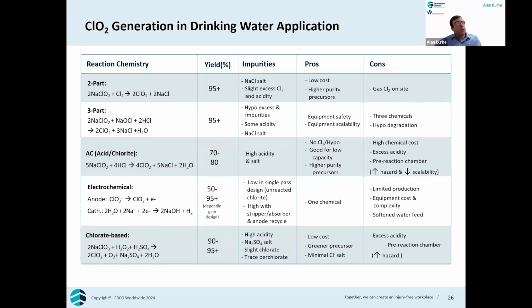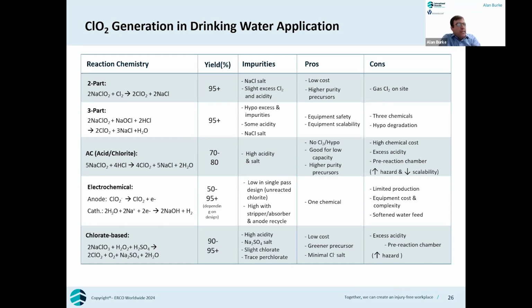The next 2 methods are generally for smaller scale operations, directly reacting sodium chlorite with an acid. This has a lower yield when converting the chlorite to chlorine dioxide. So, a higher operating cost, but also a good purity level in the chlorine dioxide being generated. And electrochemical systems are good for smaller scale operation and have the potential to produce high purity chlorine dioxide if it is also being stripped out of the electrochemical cell.